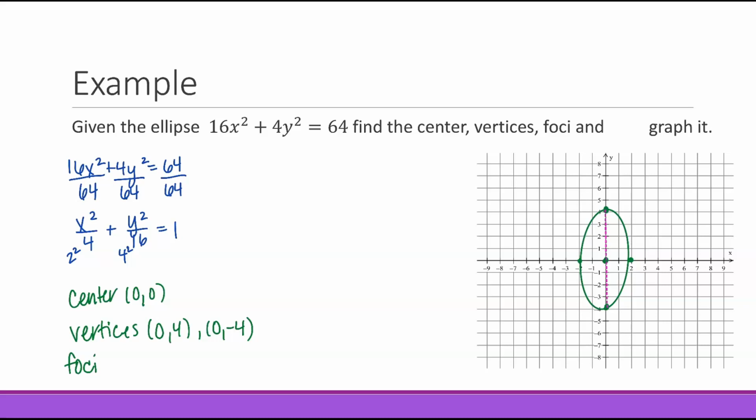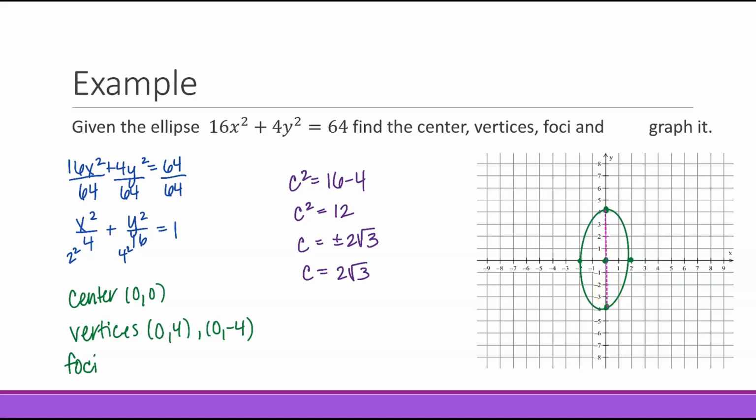And then finally we need to find the foci, but there is a formula for that. So we're going to say c squared is equal to, I want to think about it as the bigger denominator minus the smaller denominator, 16 minus 4. So c squared equals 12, or c equals plus or minus 2 radical 3 after I simplify the square root of 12. So my c value is 2 rad 3.